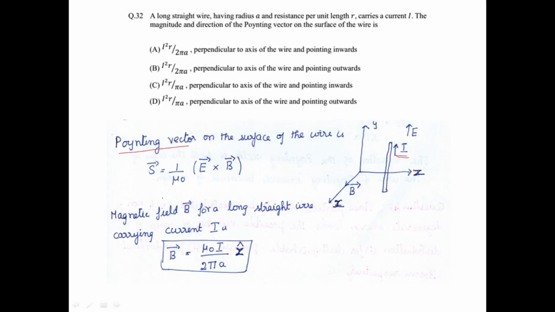So the Poynting vector is given by the formula 1 divided by mu naught E vector cross B vector. We have to find the value of E and B. Substituting here, we can find the magnitude and direction. First, we will find the magnetic field. The magnetic field for a long straight wire that carries a current I is given by B vector is equal to mu naught I divided by 2 pi a into x cap. x cap denotes the direction of the magnetic field.